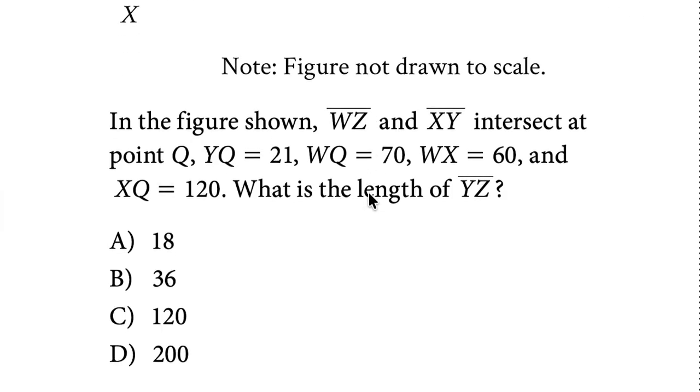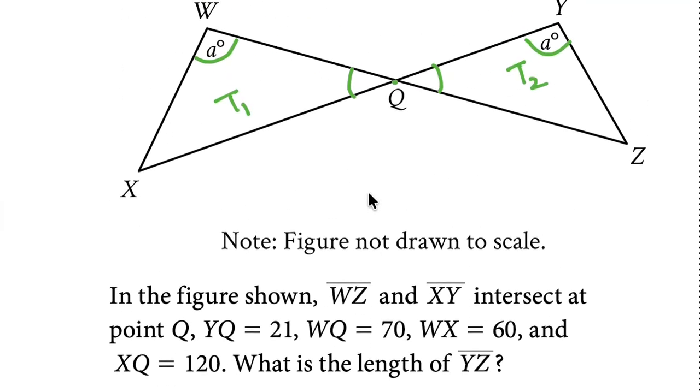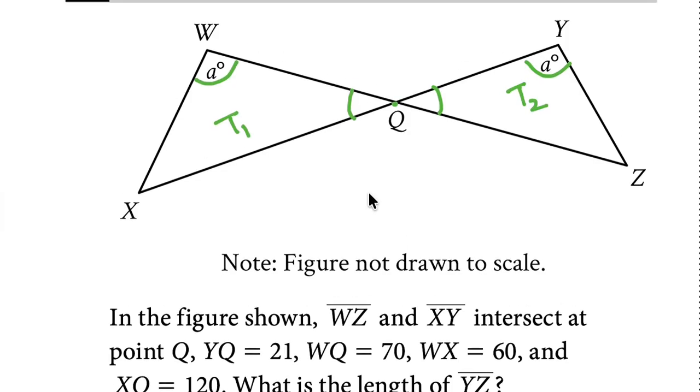In the shown figure, YZ and XY intersect at Q. YQ is 21. This one is 70. This one is 60. This one is 120. And we have to find out YZ. This way to find. Okay.